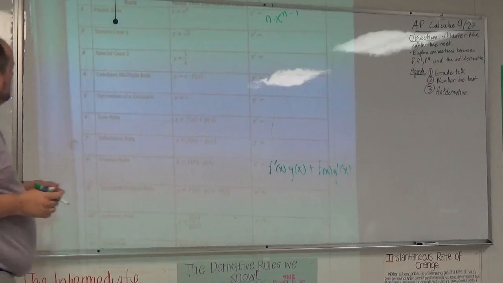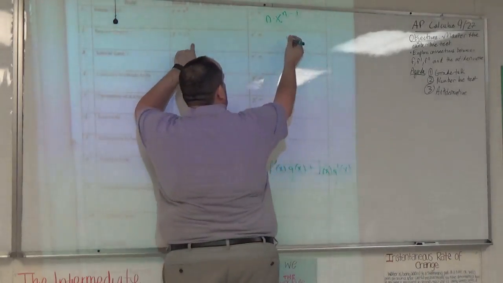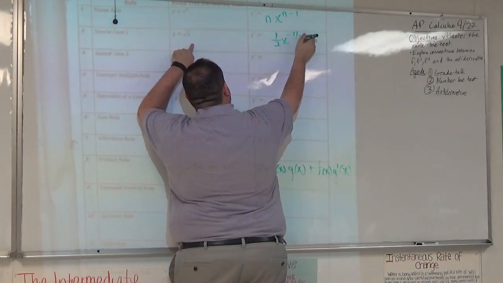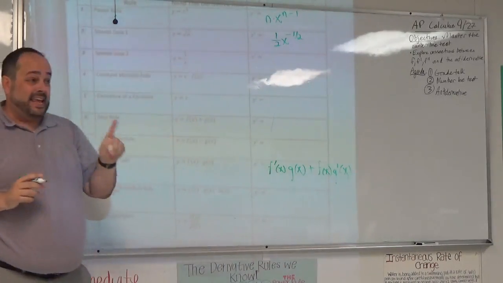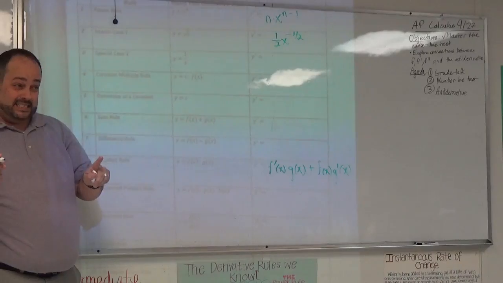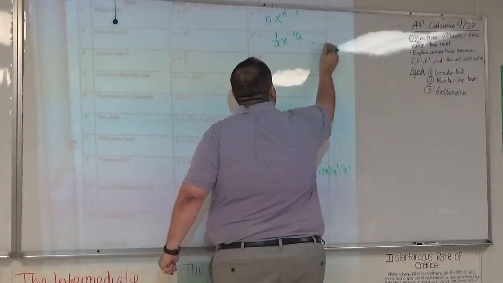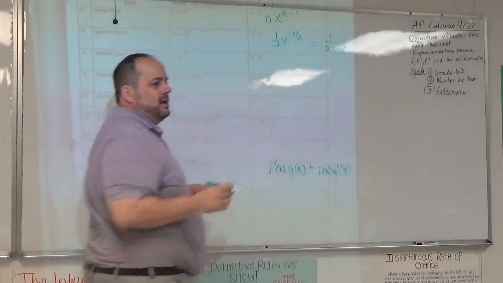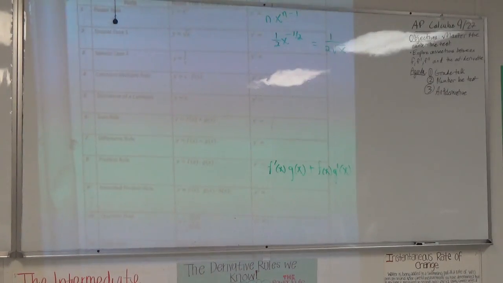Palamon, pick one. Special case 1. Derivative of the square root of x, you know, automatically is 1/2 x to the negative 1/2. That's one way to write it. The other way, the better way to write it is 1 over 2 square roots of x. Nice job.